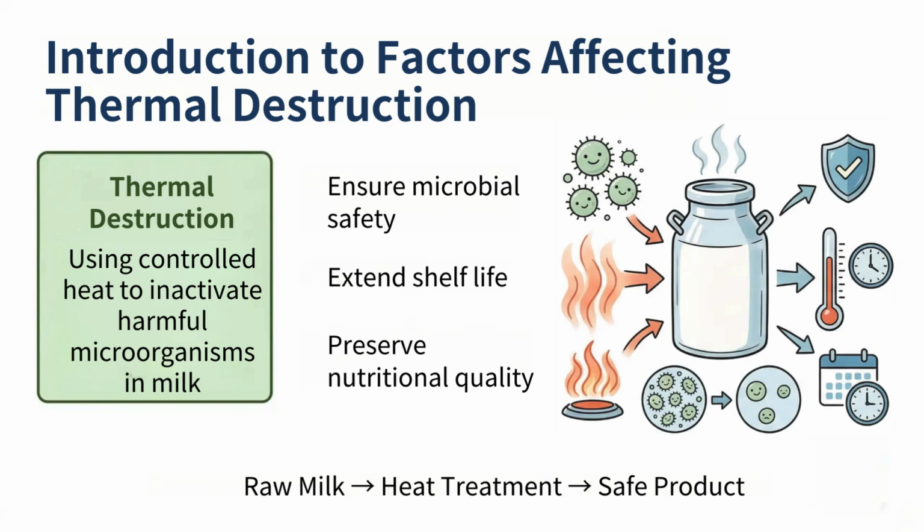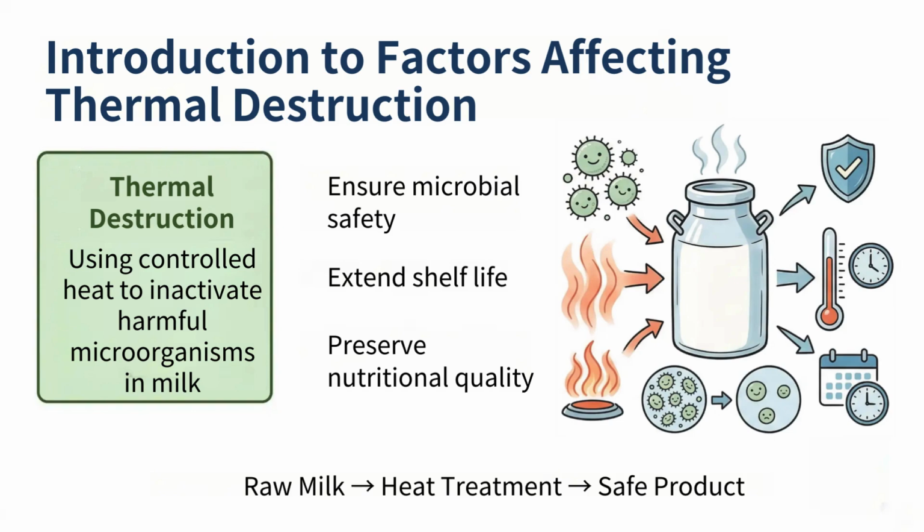In dairy processing, raw milk undergoes heat treatment to achieve three main goals. First, to ensure microbial safety. Second, to extend shelf life. Third, to preserve nutritional quality. Thus, heat treatment converts raw milk into a safe and stable product.